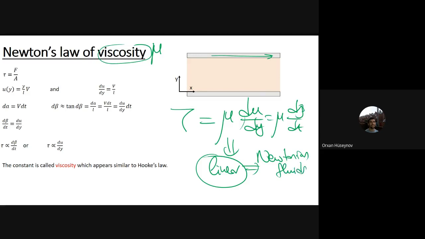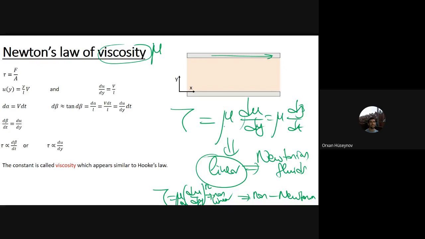If the fluids do not hold this relationship, they are called non-Newtonian fluids. Non-Newtonian fluids do not have mu du by dy. Instead, they have nu du by dy to the power of n. So here you don't have any linear proportionality. It is non-linear. Here it is proportional to du by dy with viscosity of mu, but here it is a coefficient, proportional to the power of n, exponent n. And here it is not called viscosity. It is called apparent viscosity, and here it is called just viscosity.